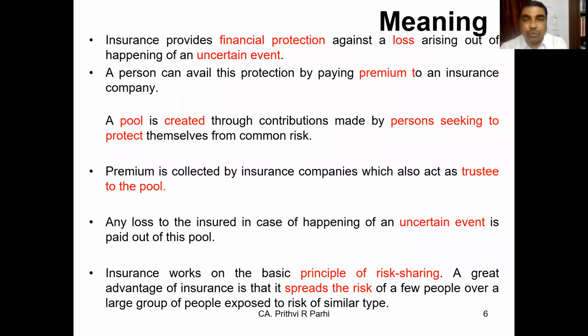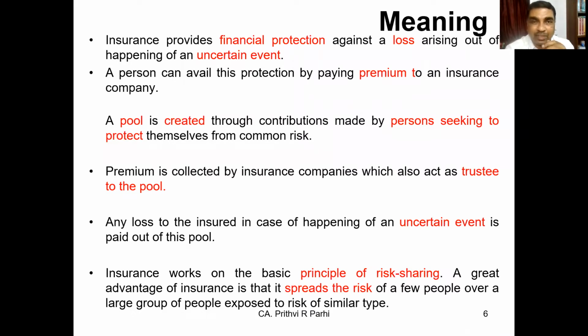Now, a pool is created through contribution made by the persons seeking to protect themselves from a common risk. So normally, all these people who take that insurance, one thing is common: that risk is common. Suppose everybody is taking a health insurance, that means everybody is exposed to some kind of health risk. If everybody is going for a vehicle insurance, those people who have taken a similar kind of policy are exposed to a similar kind of risk. The premium collected by insurance companies is kept by the company in a pool, and the company acts as a trustee to the pool. And in the event of the happening of a certain uncertain event which is insured against, the money out of this pool is paid to the person who is suffering from financial loss.